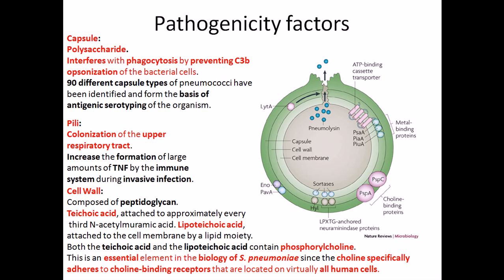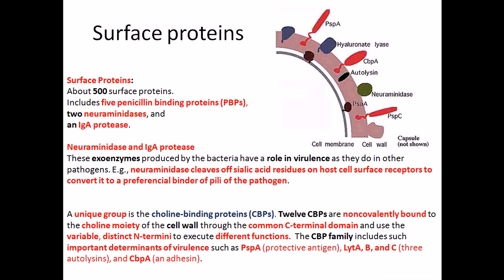And in the human body there is virtually not a single cell without choline. So every cell has these choline receptors. Using the teichoic acid presented choline, this bacteria can attach to and adhere to choline receptors present in human body cells. As a result, they can adhere there, and then it will be easier for them to engulf inside, so that they can cause the infection.